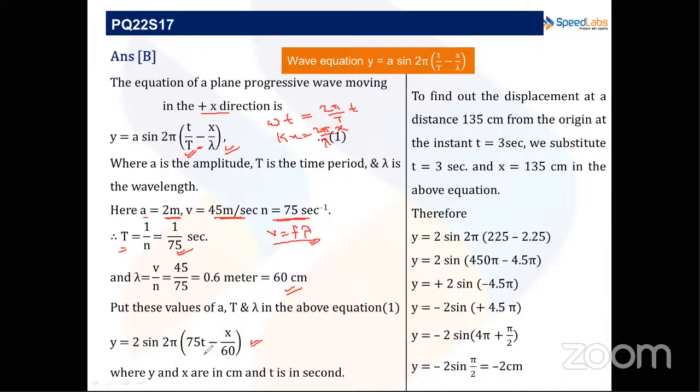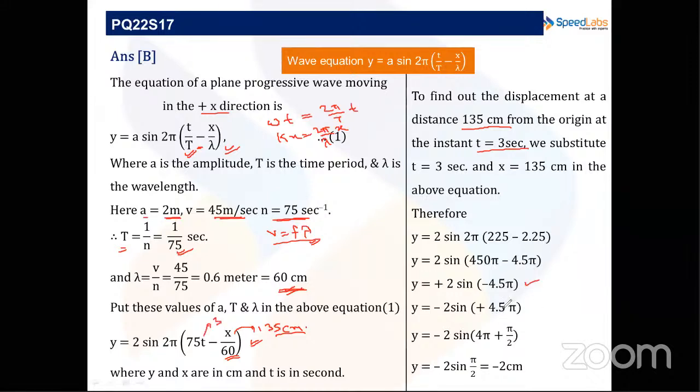Put everything in the equation, where y and x are in centimeter, t is in second. So basically, inside this equation we now just have to substitute values. To find the displacement at a distance 135 centimeter, put the value of x as 135 centimeter. The reason is that this 60 is already in centimeter, and t is equal to 3 second, so just put t is equal to 3 second. Just put the values and solve for y.